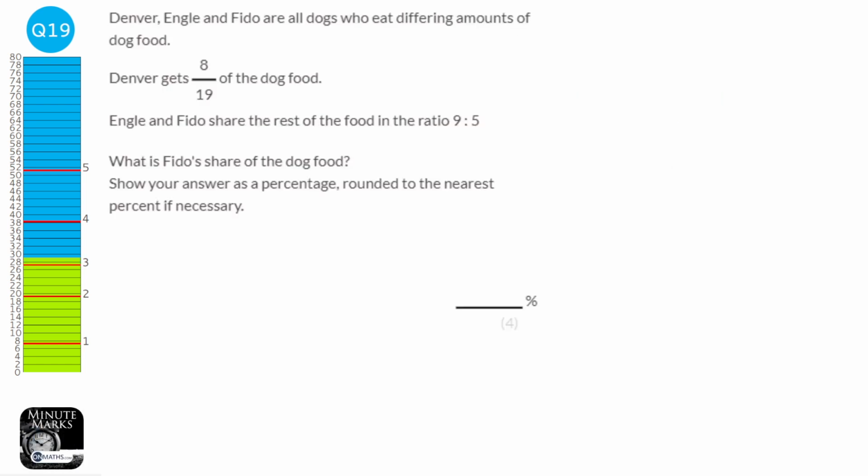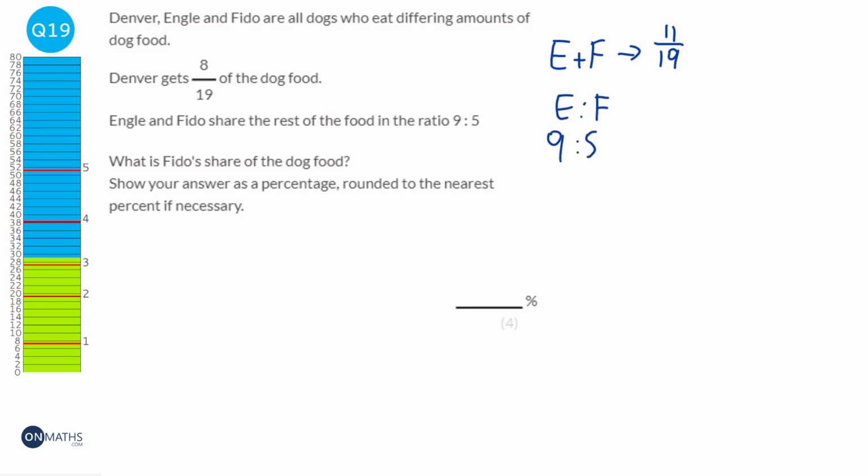The first piece of information I'm going to focus on is the fact Denver gets 8/19. Denver gets 8/19, that means that Engel and Fido together must get 11/19 because they have to add up to 1. So we're only looking at 11/19. I'm going to focus on the ratio next of Engel to Fido. So it's 9 to 5. And let's have a look and see, well, first of all, how many parts there are all together. So 9 plus 5, which is 14 parts.